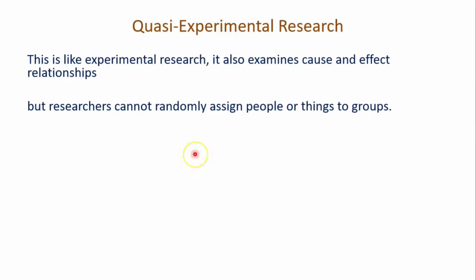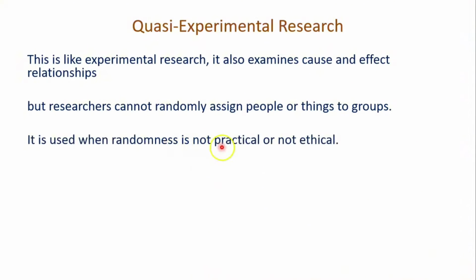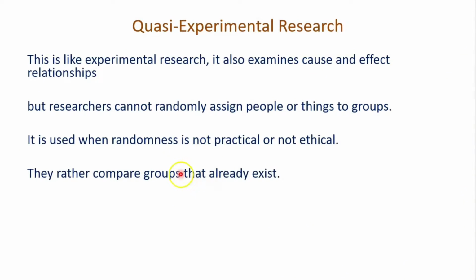Okay. So it is used when randomness is not practical or not ethical. Okay. So this one compares groups that already exist. You didn't deliberately do that. You didn't deliberately assign them to this group or that group.